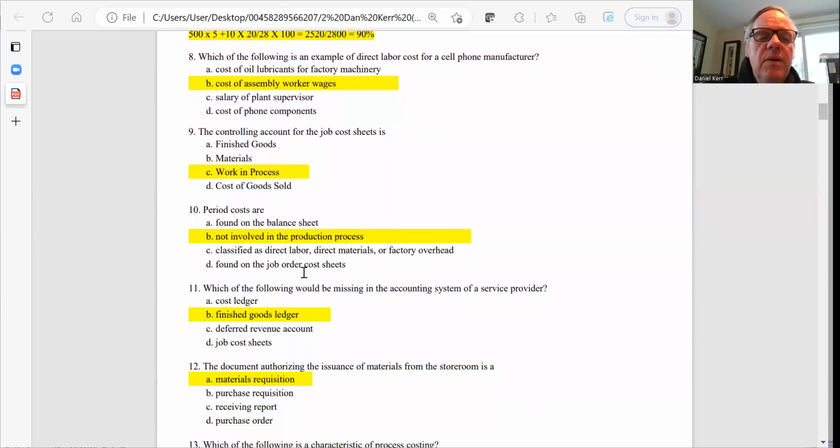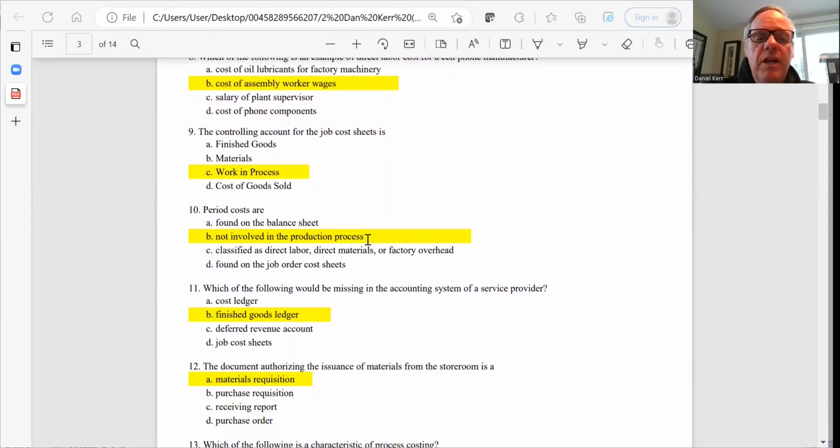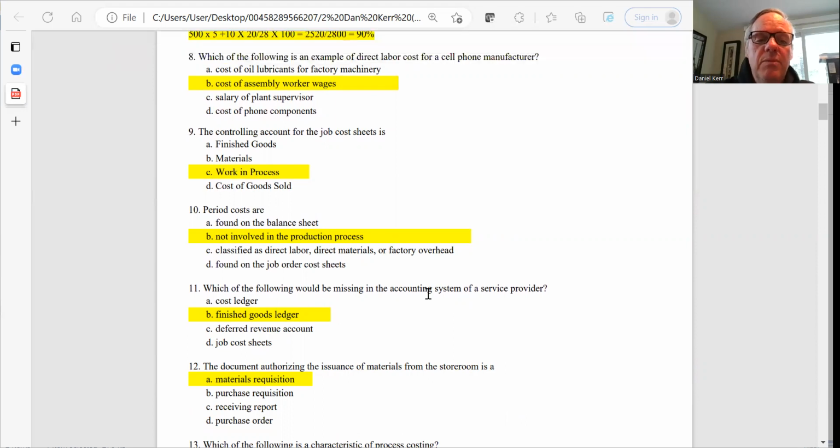Period costs are not involved in the production process, so they don't become part of the cost of the product themselves. All these other things are a part of the product costs, so it's only B that would be a period cost. Period costs are those costs which are not part of the cost of the product. You'll see this again in the first problem that I assigned, 33.